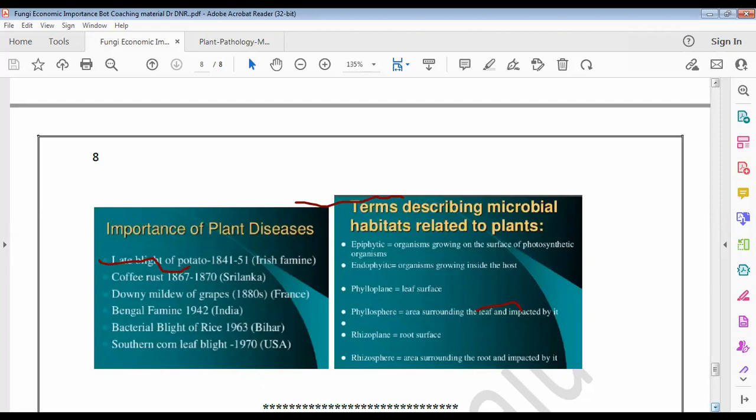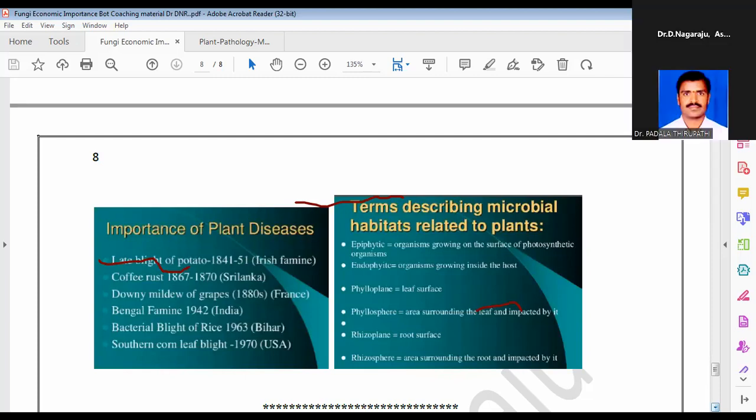And vinegar, citric acid, ketogenic acid, or amylase, or vitamin D produced from, or by using, like that, they ask the question. Vitamin D by using which fungi? Claviceps purpurea, I already told you. It's called ergot disease. Ergosterol is the precursor of the vitamin D source. You know, vitamin D we get from the sun.